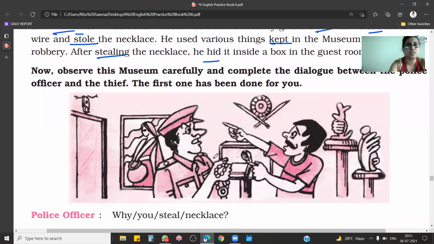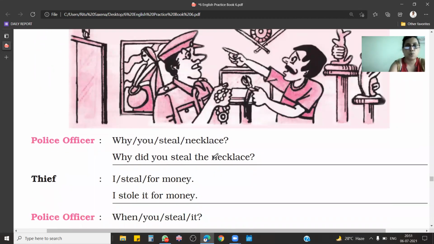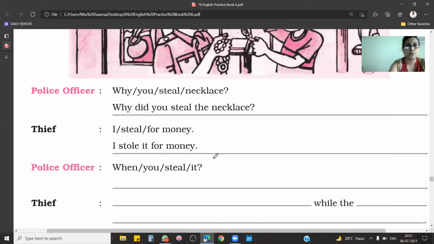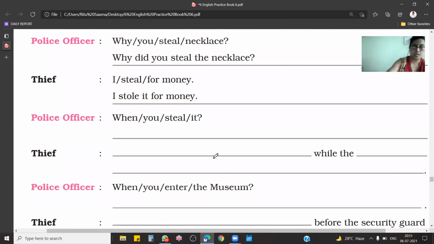Now let's do it. Observe the museum carefully and complete the dialogues between the police officer and the thief. The first one has been done for you. Now the thief has been caught and interrogation is going on. What you have to do is frame the correct, grammatically correct way of asking questions. See, the first one has been done for you.